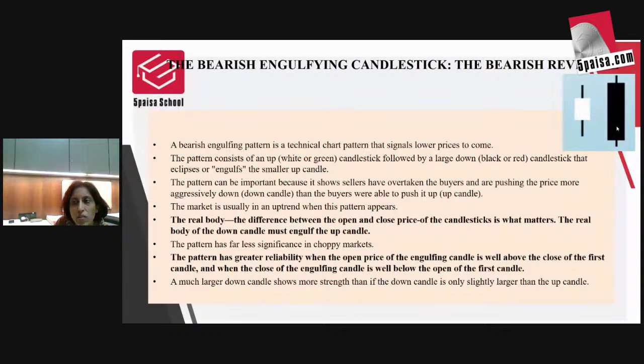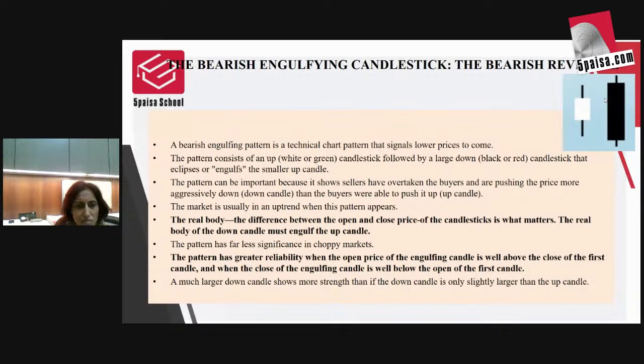So if you see these two candlesticks one after the other, it is kind of an assurance or a confirmation that from here on the bearish sentiment is likely to be stronger, and a bearish reversal is likely to happen. If you look at the real body, the difference between the open and close price of the candlestick, the real body of the down candle must engulf the up candle.